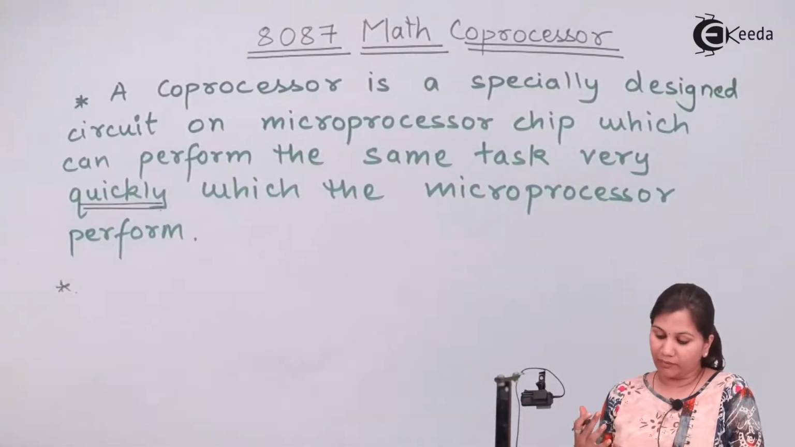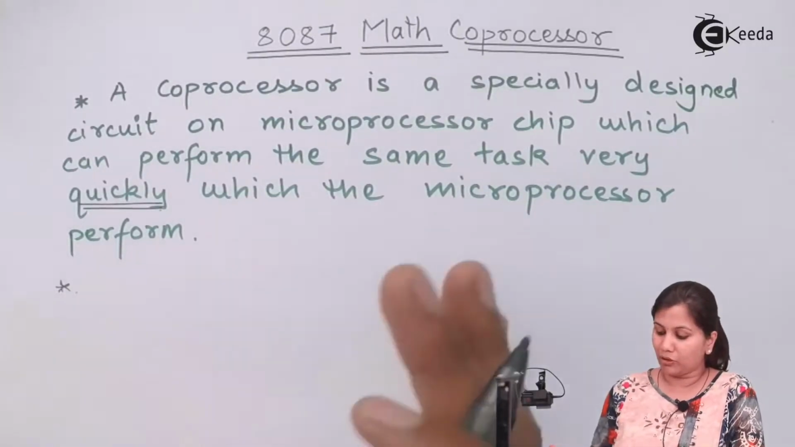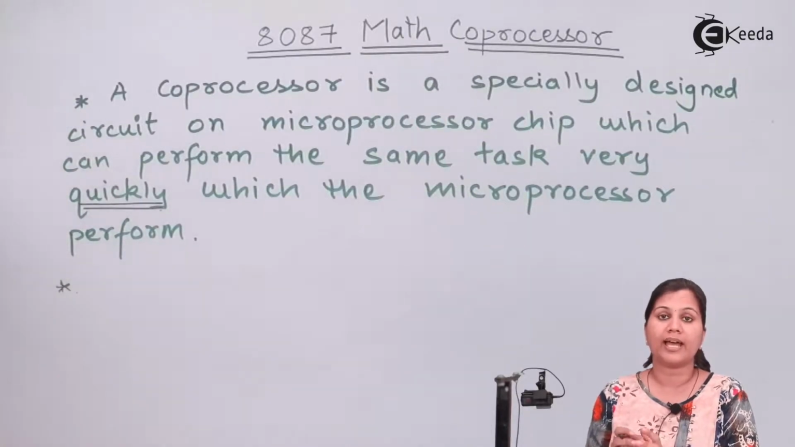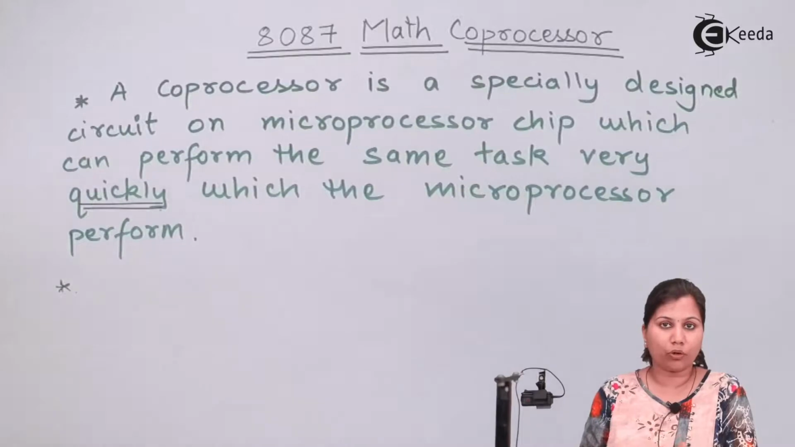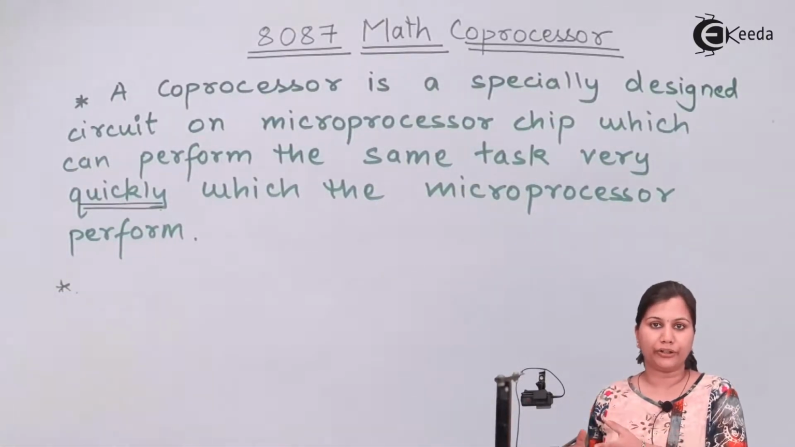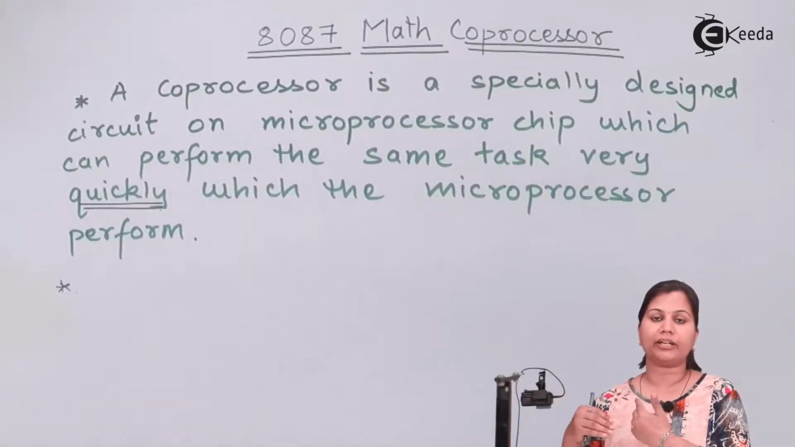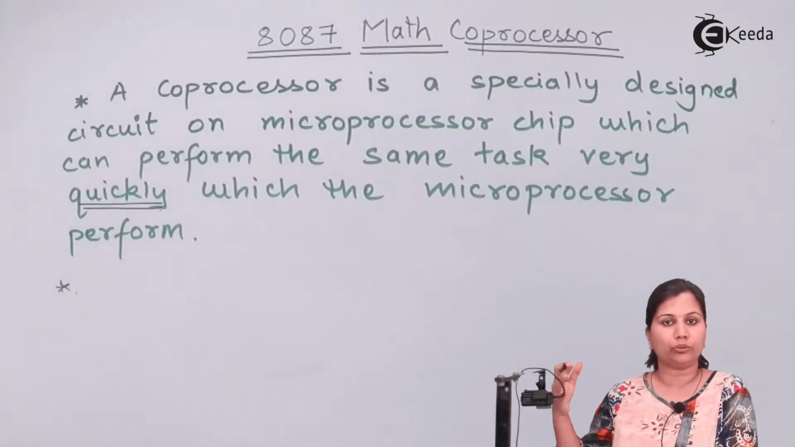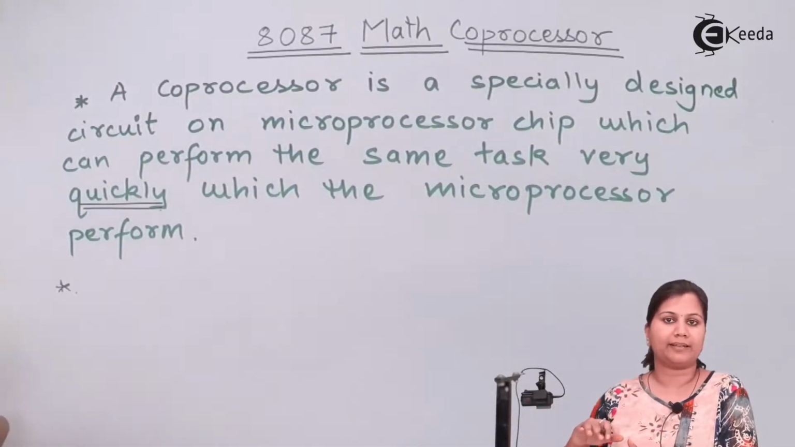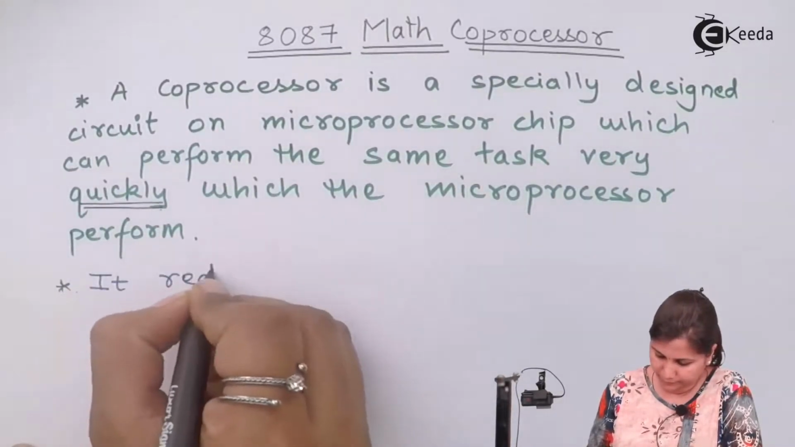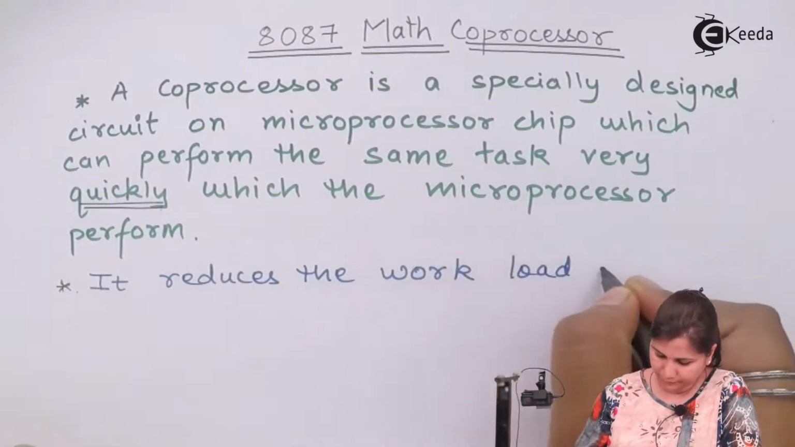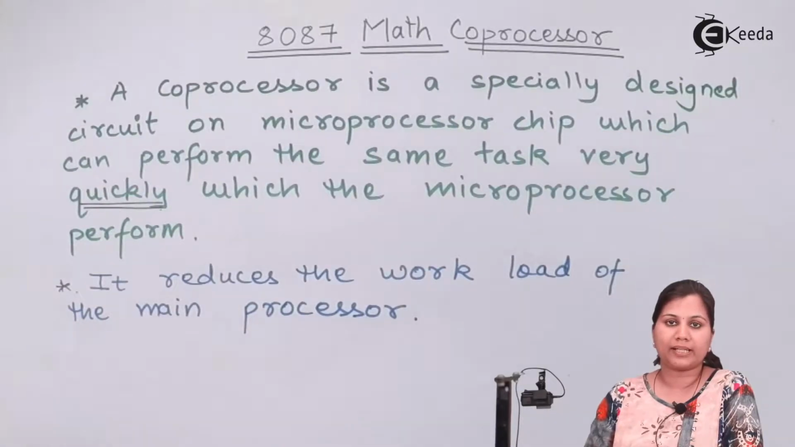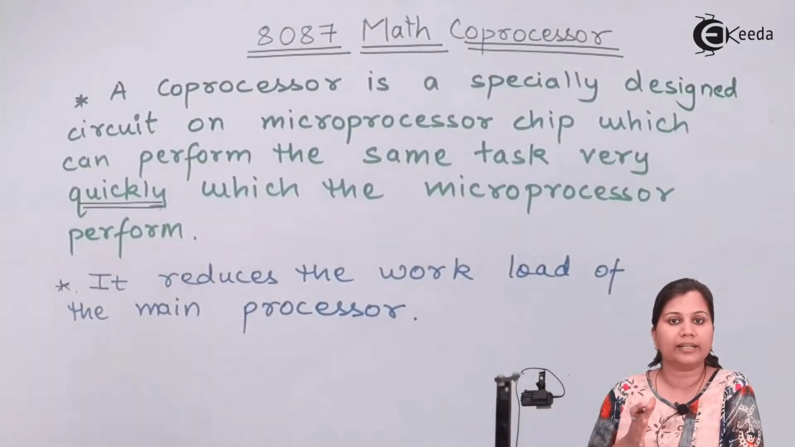So how is this coprocessor helpful for the microprocessor? If the tasks which are performed by the microprocessor, like the arithmetic and logical calculations and all the numeric tasks, are performed by the coprocessor, then the workload on the microprocessor reduces and the microprocessor can engage itself in doing other tasks which are more important. So all the calculations and numeric data work will be given to the coprocessor. The main advantage of using the coprocessor is that the workload of the main processor reduces.